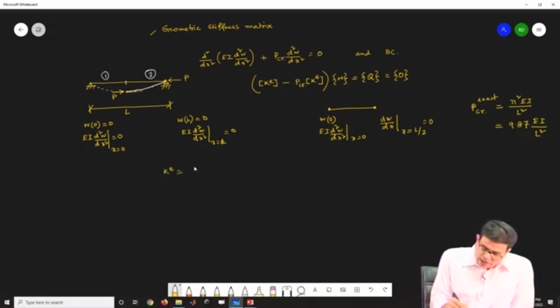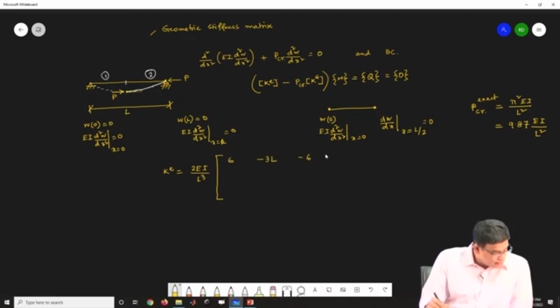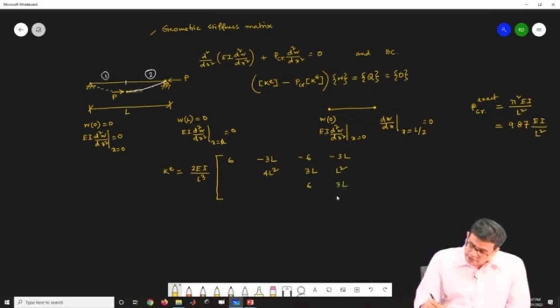That is 2EI by L cube, and then this is 6, minus 3L, then minus 6, then minus 3L, then 4L squared, then 3L, then L squared, then this is 6, 3L, then this is 2L square. Sorry, this is 2L square. 2 is outside. So now this is my beam stiffness matrix.